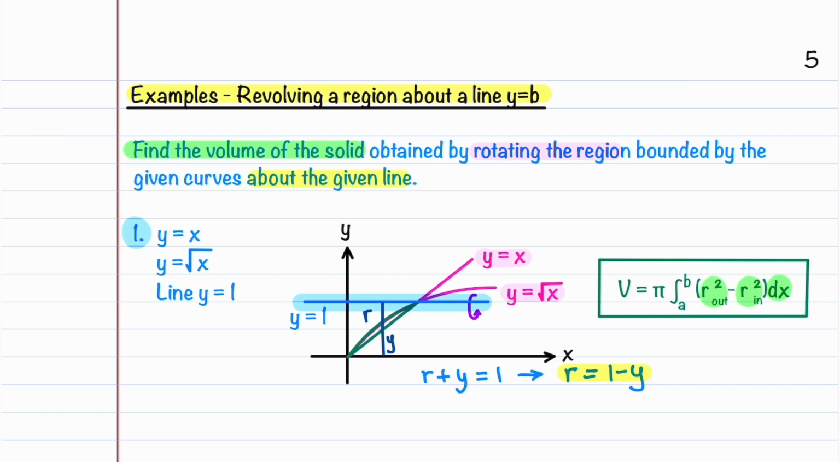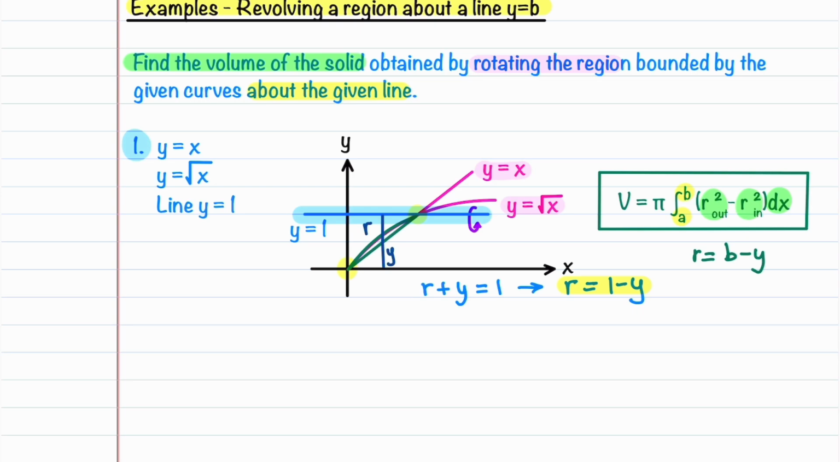I'm going to go ahead and highlight that because we're going to need that in a minute. If you don't want to figure out what r is each time, you can remember that there is a formula that r is equal to b minus y when the axis of rotation lies above the region. Now that we know what r is, we need to find our two intersection points. This is going to be a and b in our formula.